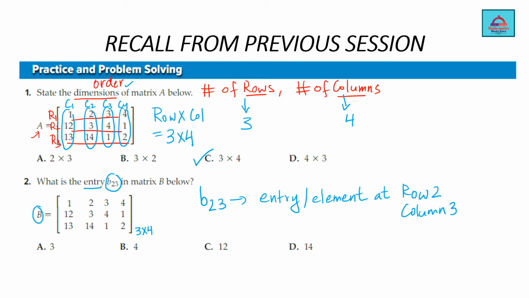Let's mark it. So R1, R2, R3, C1, C2, C3, C4. We need to be at the second row. So this is row 1, row 2, this one, and third column: 1, 2, 3. So this is the element. I hope you're able to understand that B23, the element at the second row and column 3, is the number 4. So B is your answer. So that was from your previous class, part 1. Let's see now what we are going to learn in this video.